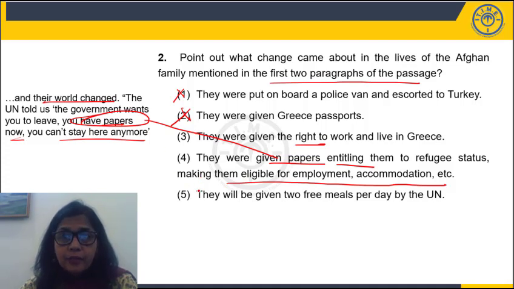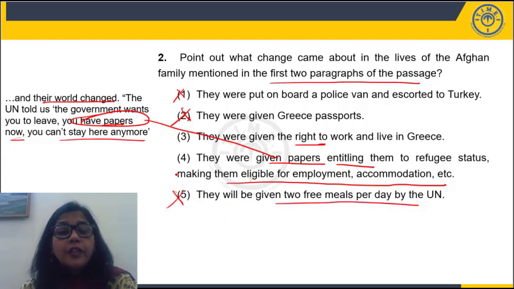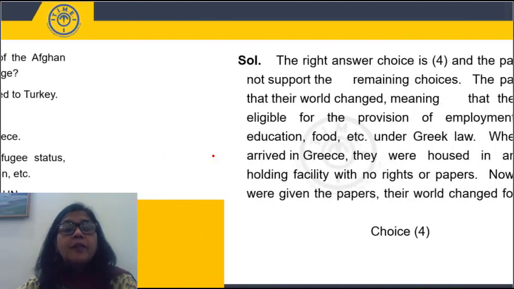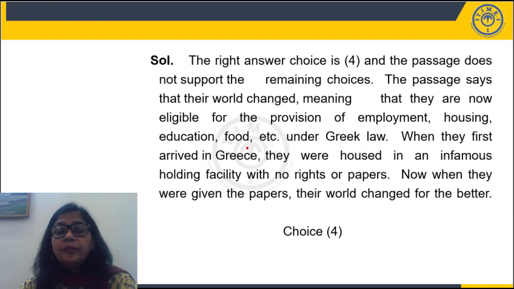So yes, let's have a quick read of the fifth also. They will be given 2 free meals per day by the UN. Definitely nothing like that has been mentioned, right? So fourth option is your answer here. Answer choice 4. Passage does not support the remaining choices.